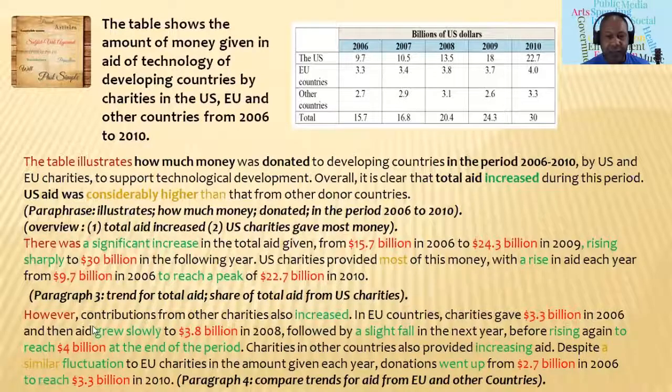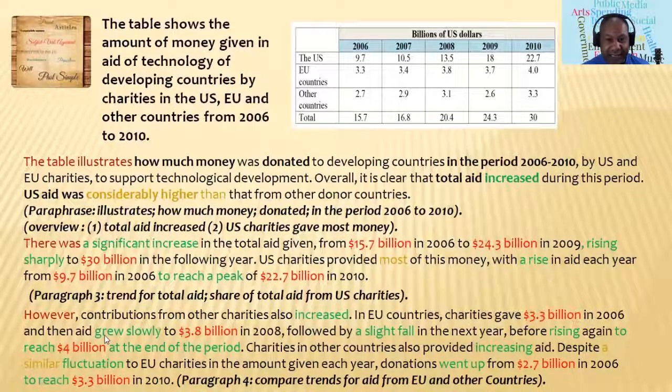Then, however, contributions from other charities also increased. So the sentence tells us what this is going to be about. Contributions from other charities increase. So we know that's what this is going to talk about. In EU countries, charities gave 3.3 billion in 2006.